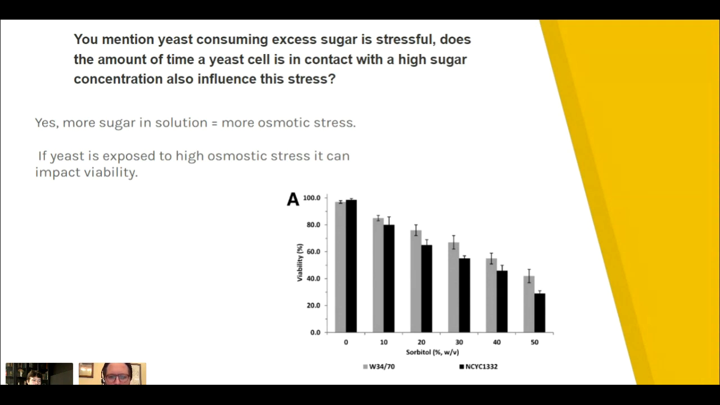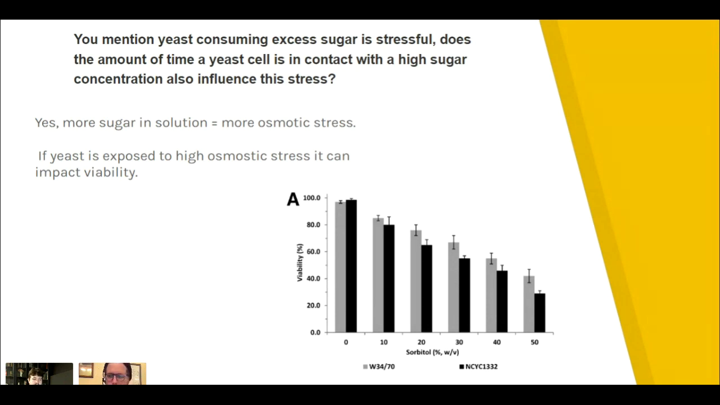So this is just some data pulled out of a paper from some yeast researchers, sort of showing that impact, where if a yeast is subjected to 50% sugar equivalent, they're not going to be very happy, right? And that's why, for example, you're not going to really find yeast doing much in honey until it's diluted down.